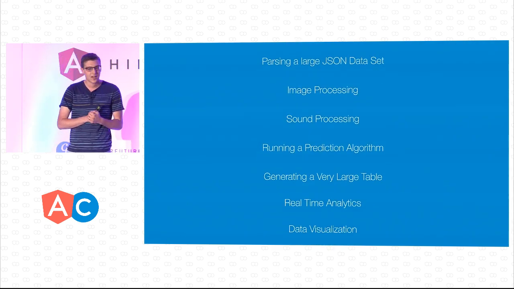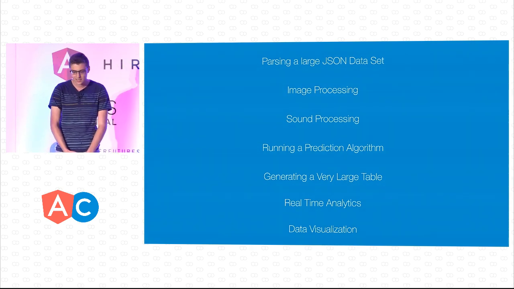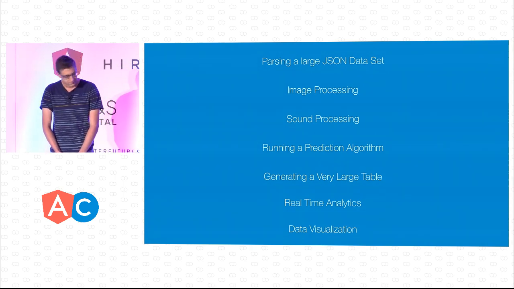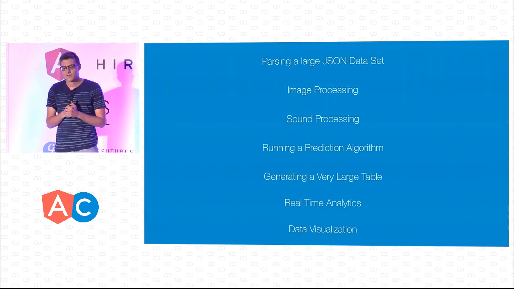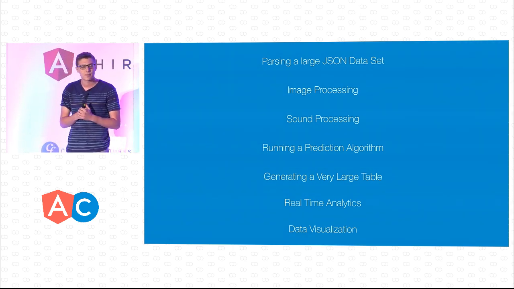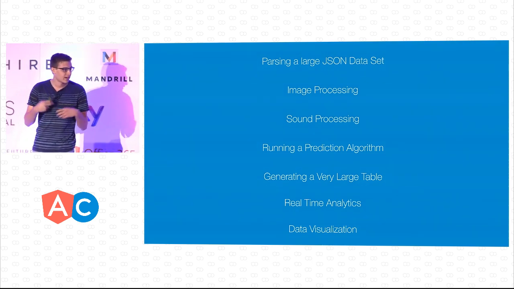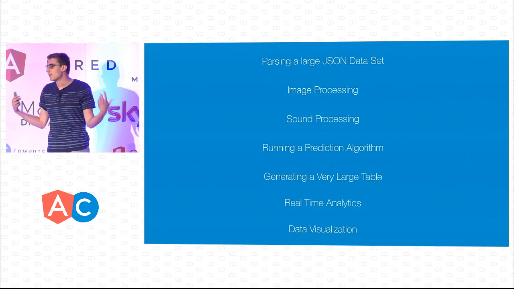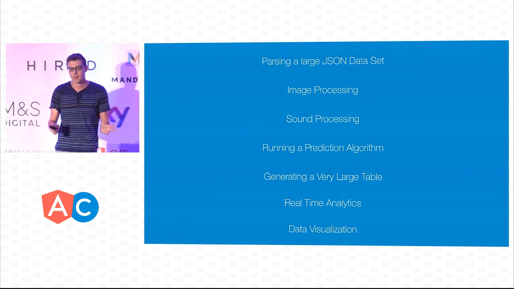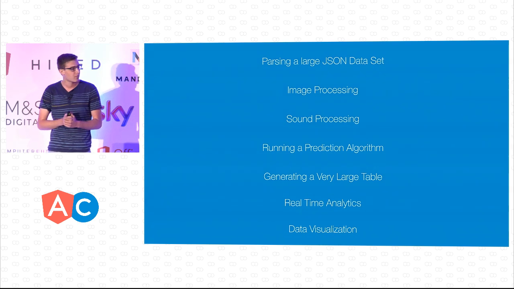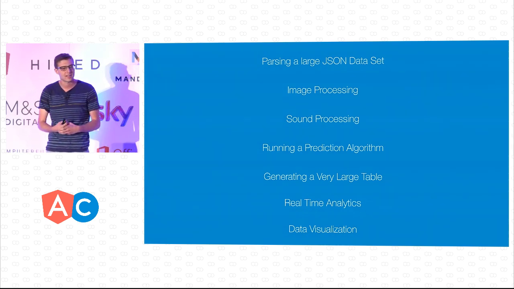So here's a list of some things that can very easily take longer than 8 milliseconds to get done. You might have a large set of data that you need to parse. You might have images that you need to process or sound that needs to get processed. You might be running some sort of intensive algorithm, or you might have a very large table. We'll see in a little bit that large tables in some browsers are not optimized very well, and scrolling can be really, really poor performance-wise, especially if you're doing analytics or any sort of data visualization on that table.